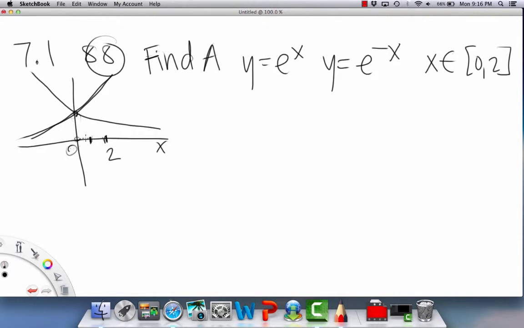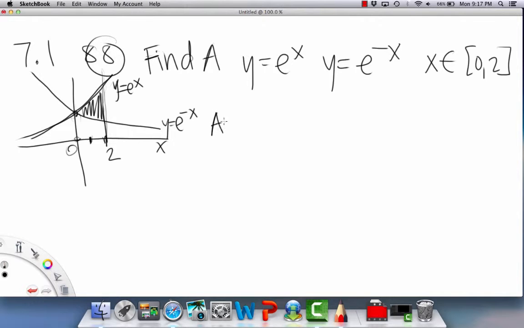So we have 0 here, so from here all the way to here, there's like an imaginary line going up and down, right? So we're evaluating between, this is e to the x, and this bottom one down here is e to the negative x. Alright, so we have it like that. That's what we want to find, that shaded in area. So, as we know how to do, we will integrate.